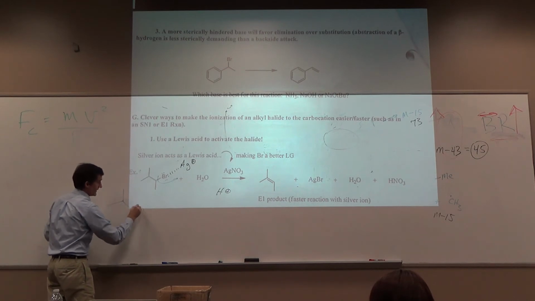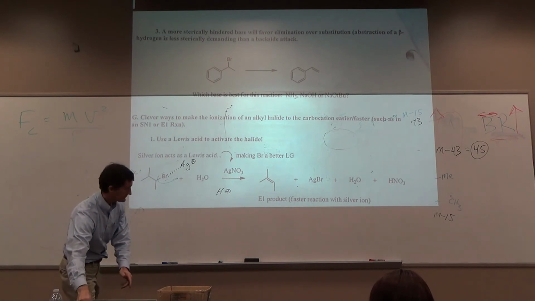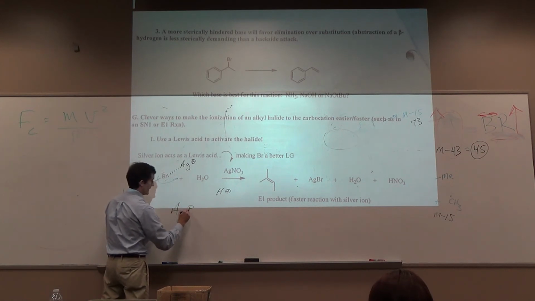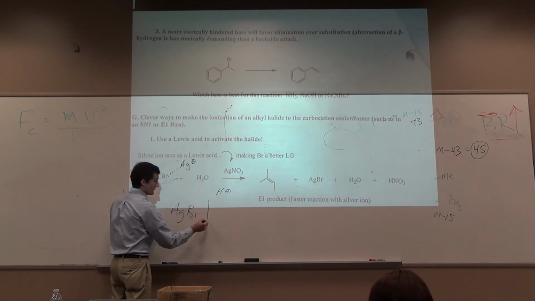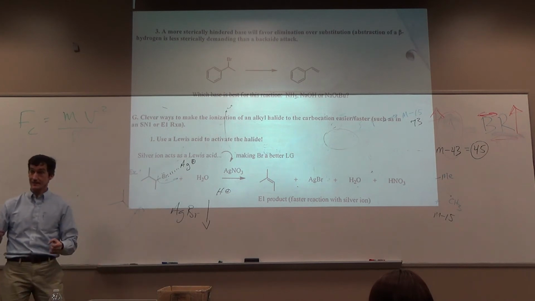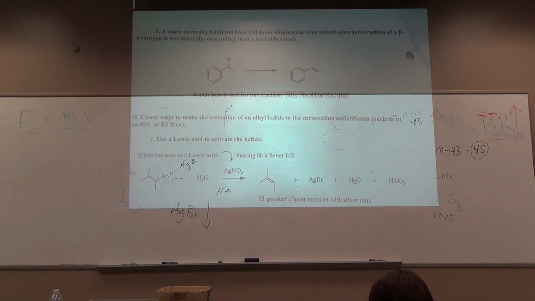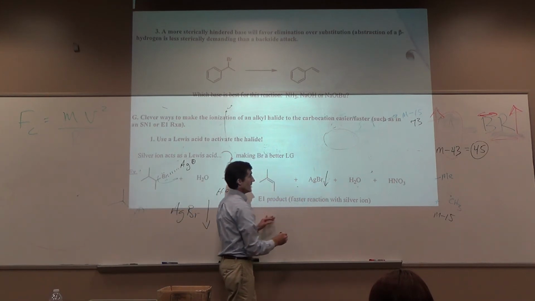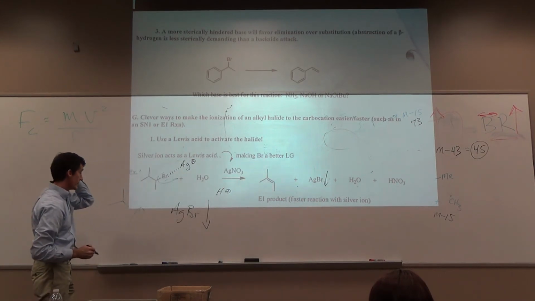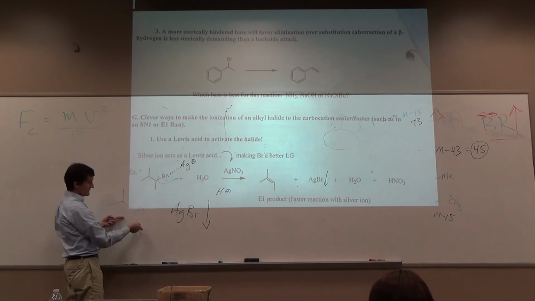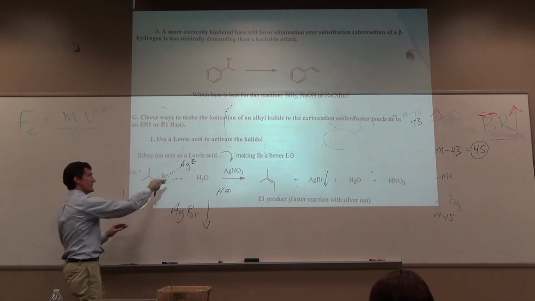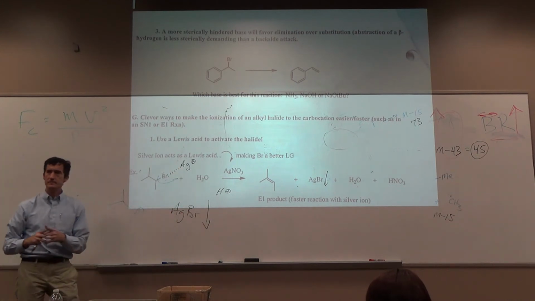And what do you get? You get your cation, and you make silver what? Silver bromide, and that will precipitate. Those guys are now happy. All right, happily ever after. And here's your cation. Now you can do your elimination or substitution, but you're doing SN1 or E1. So it's sort of analogous to protonating an alcohol, but it's this.